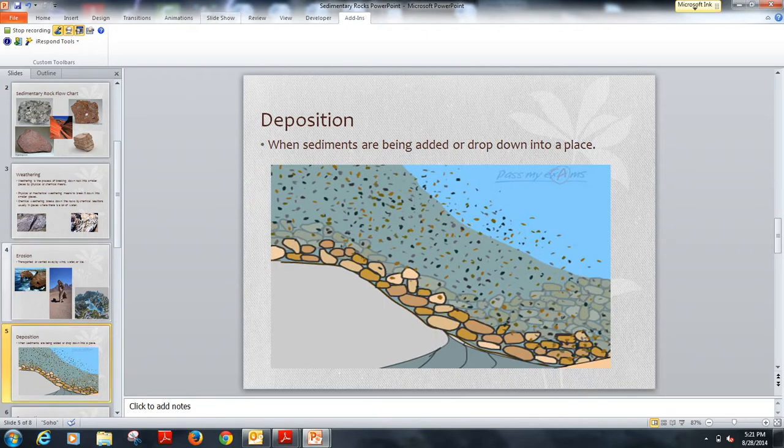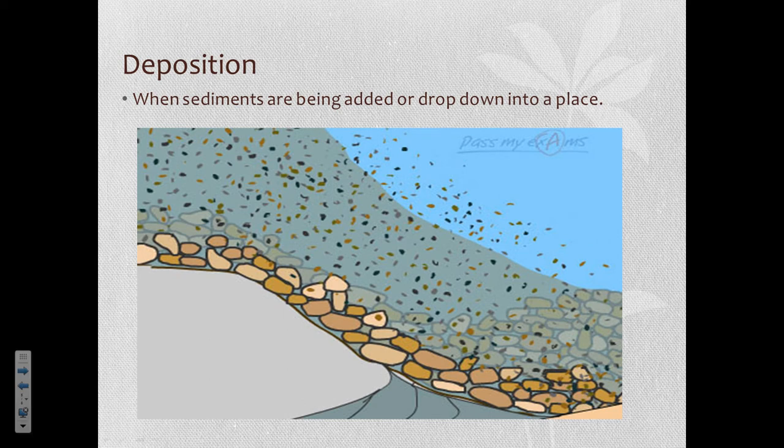Deposition. Deposition is when sediments are being added to drop down into a place. Remember, like I told you, the example I gave is when your parents go to the bank, they are adding money to their account. That's a deposit. The first 7 letters of deposition is deposit.